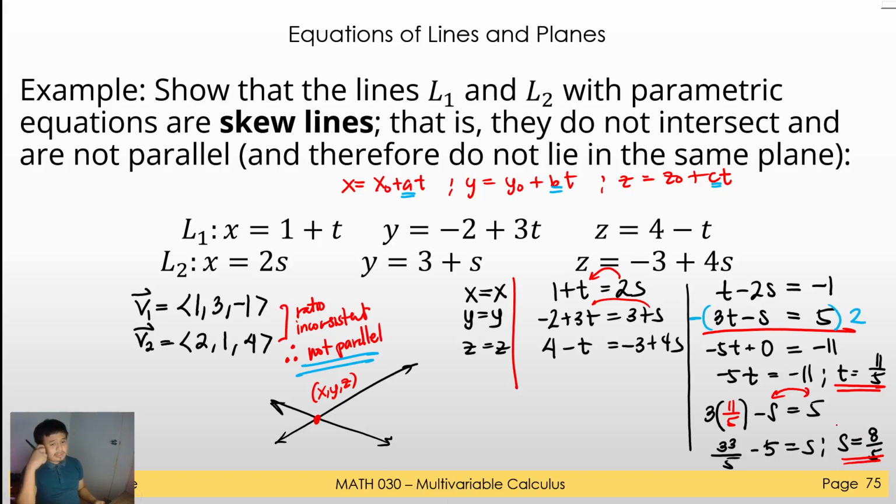Okay, so how do we know if this is consistent? We already know the solution of this. If we substitute this t and s here, and if this is equal, then this is consistent. Therefore, we have an intersection. So let's substitute the values of t and s here.